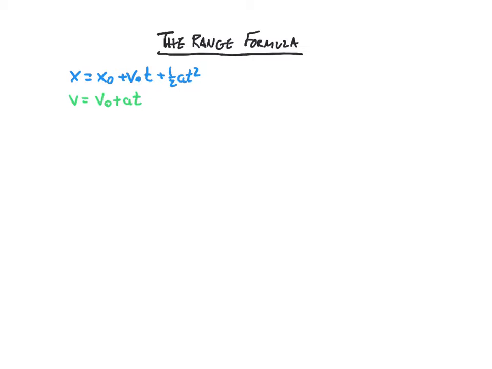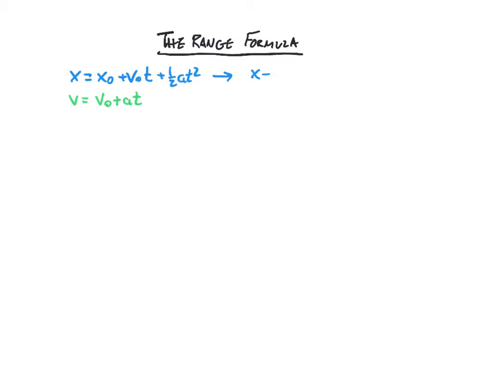Essentially we have four variables in these equations, right? We have x, v, a, and t. But you'll come across some problems where you don't know what the time is. Because we have two equations here, we can get rid of any one variable that we want. In this case, it can be really useful sometimes to get rid of the time variable.